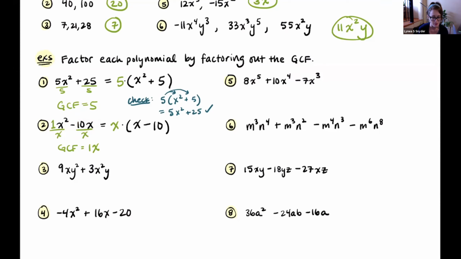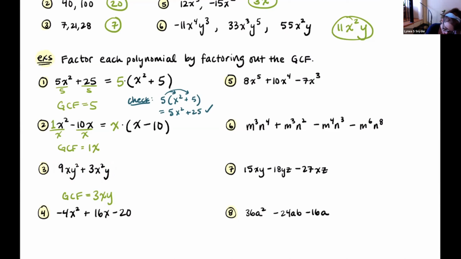All right, example number 3, we've got 9xy squared plus 3x squared y. All right, so GCF equals, okay, look at the numbers. We've got 9 and 3. Okay, so the greatest common factor of those numbers is 3. Then we've got x to the first and x squared. The highest power that is common to both of those will just be x to the first. Then we've got y squared and y to the first. And so y to the first is the largest power that can come out of both of those pieces. So our GCF here will be 3xy.